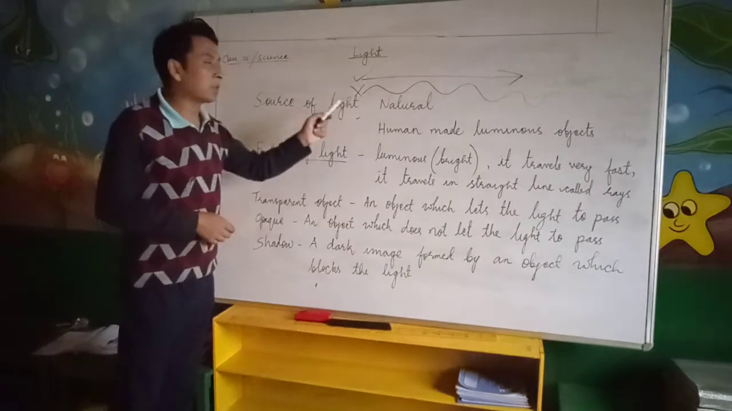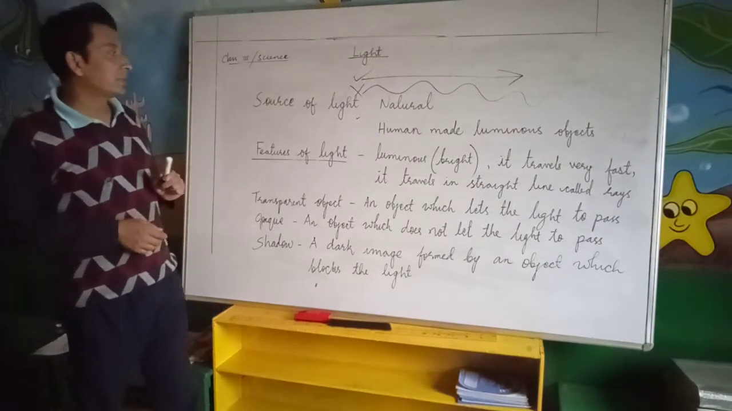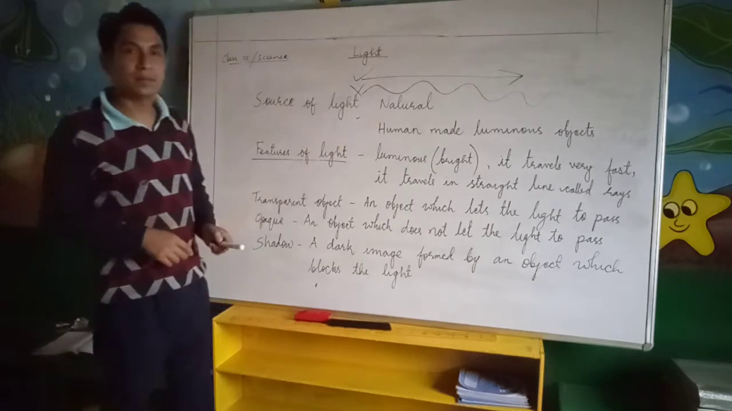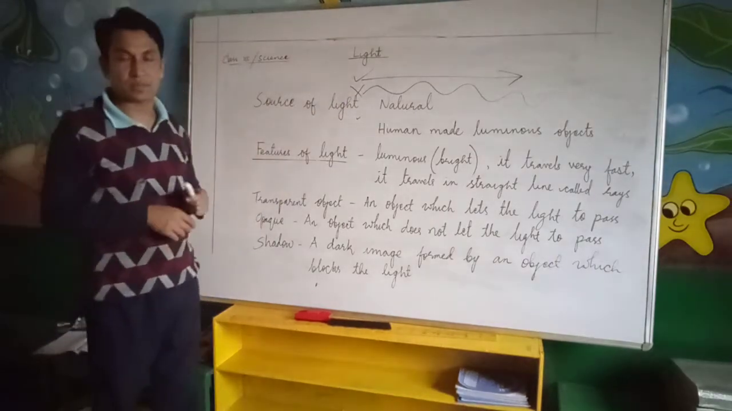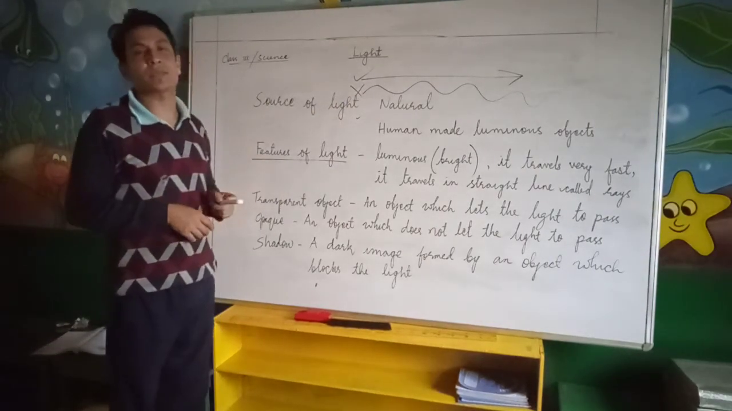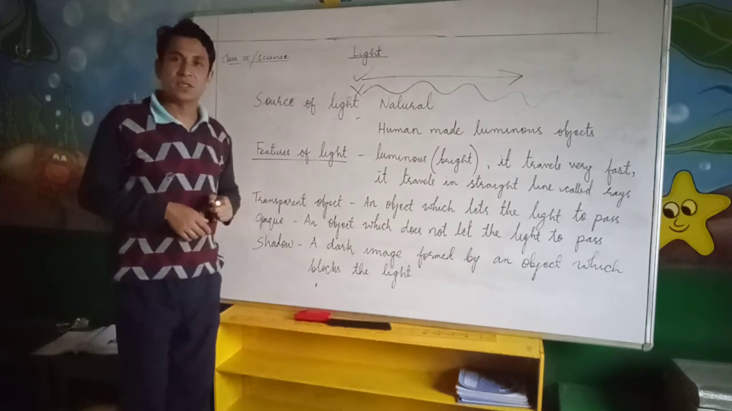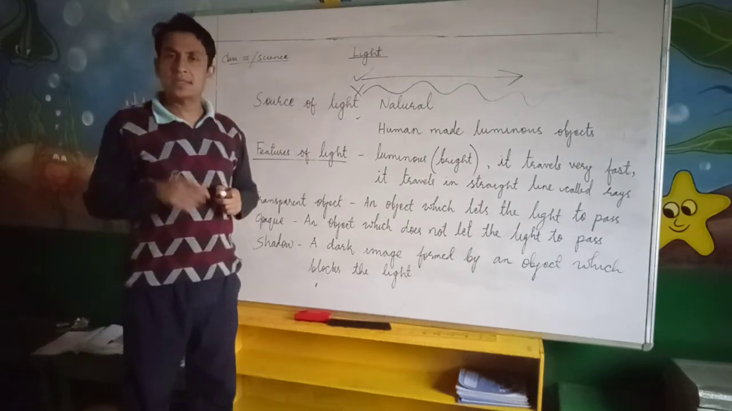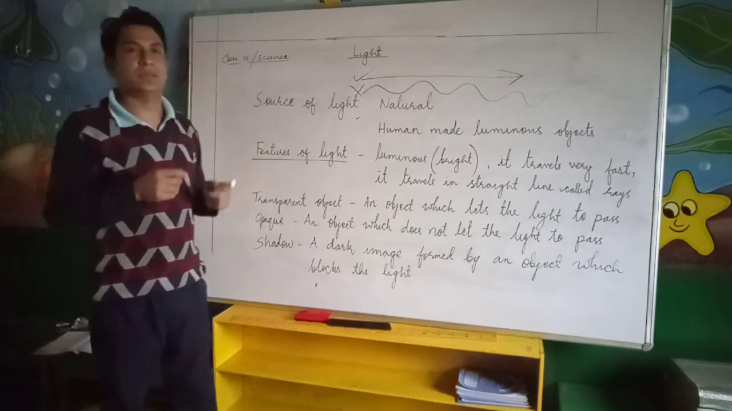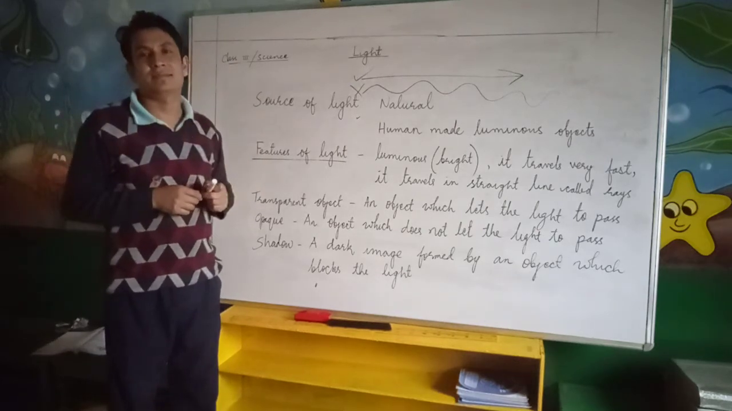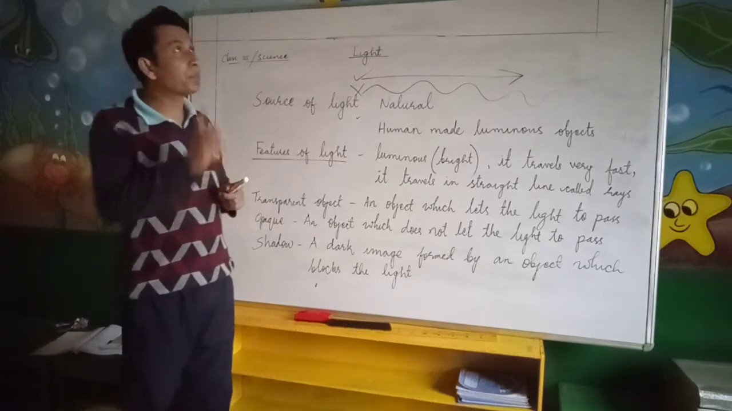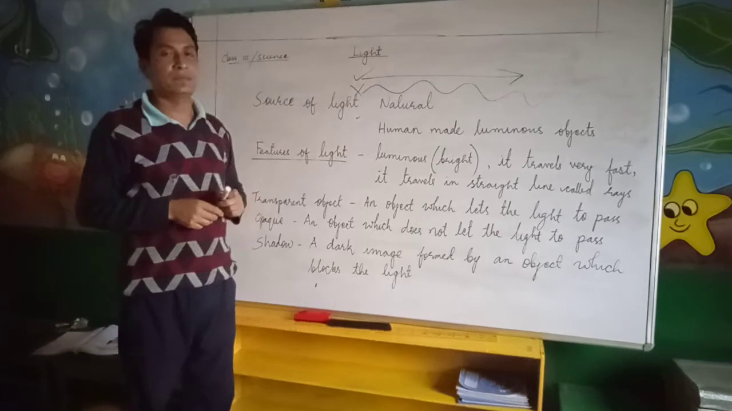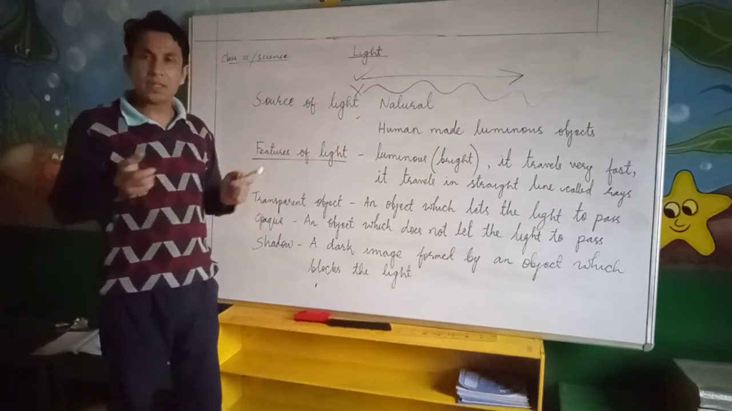Let's discuss the source of light. There are two sources. One is natural and the other is human-made source. Natural source. What is natural source? Daylight is a natural source. And how does a day get illuminated? How does a day get bright or lit up with light? It is because of the presence of the sun in the sky. That's why day is light.